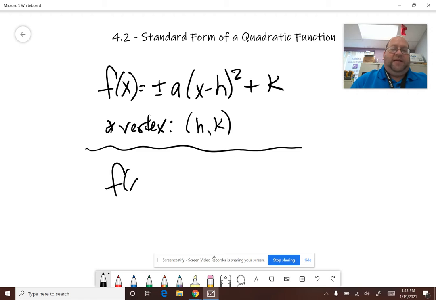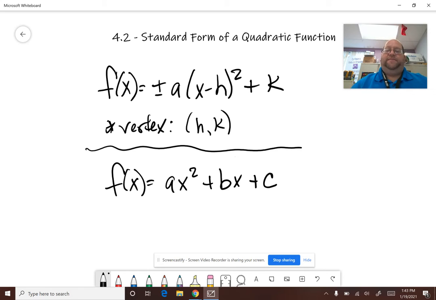Standard form is f of x equals ax squared plus bx plus c. One of the things you'll notice right off the bat is this a right here, in exactly the same position as the a in vertex form. So the a in standard form is the same. It tells us whether we have a shrink, a stretch, or a compression. Positive or negative would also indicate a reflection, so that part is the same.